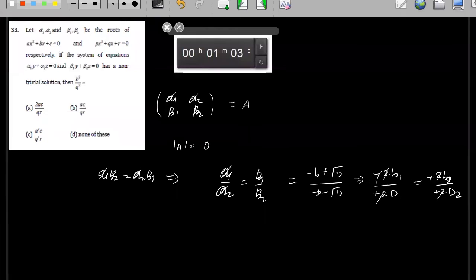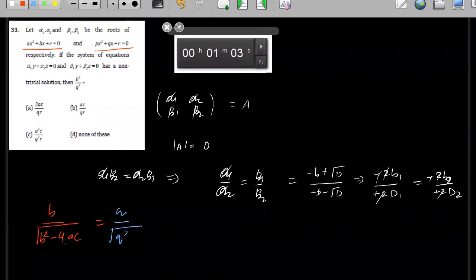So this is the root for alpha 1 and this is the root for alpha 2, and similarly for beta 1, beta 2. So b over root of b square minus 4ac equals, for the second one, q over root of q square minus 4pr. To take away the root, I can square both sides. I can also take the reciprocal.